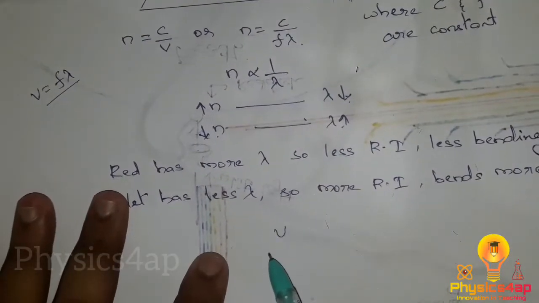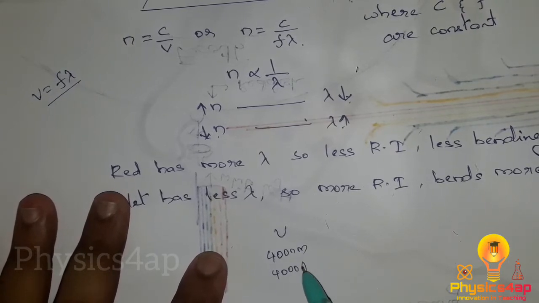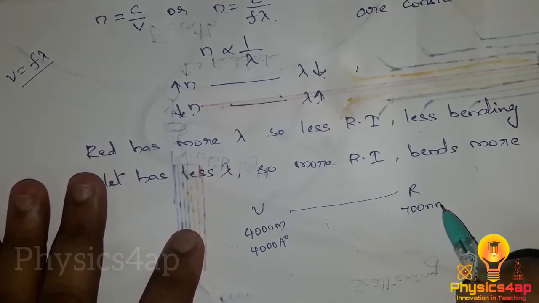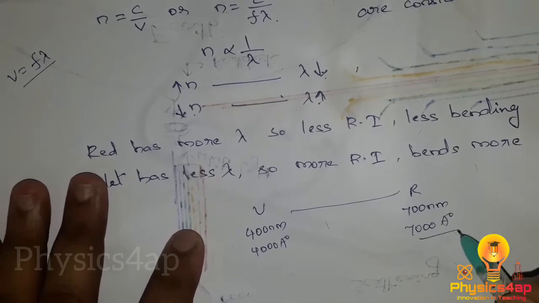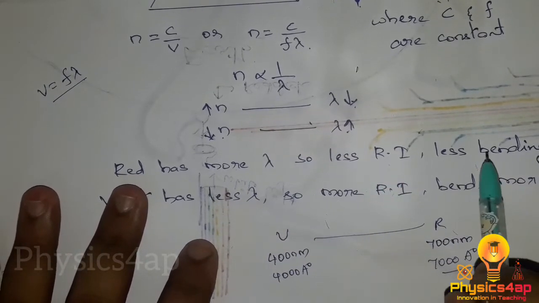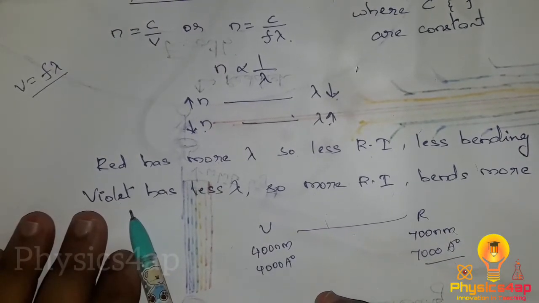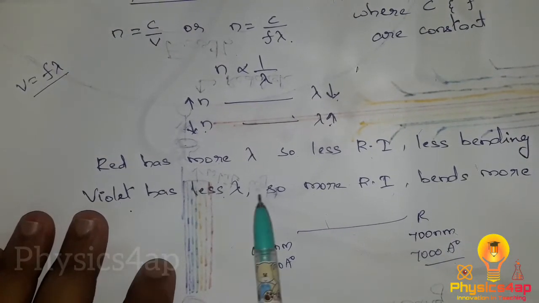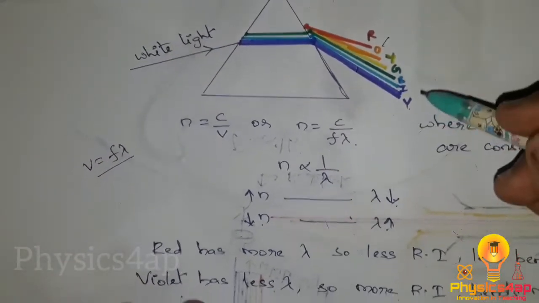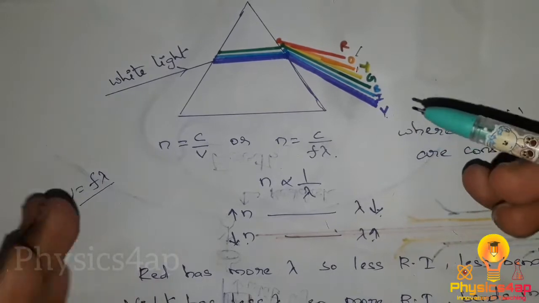So violet has 400 nanometers, or 4000 angstroms of wavelength, and red has 700 nanometers or 7000 angstroms of wavelength. As red has more wavelength, it has less refractive index, so it has less bending property. And violet has less wavelength, so it has more refractive index, so it bends more. Due to this reason, violet bends more when compared to red. So it is due to the wavelength.